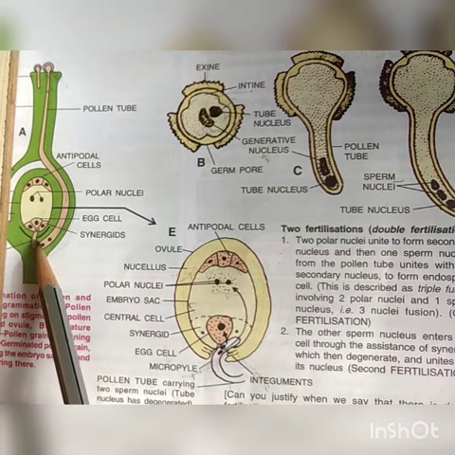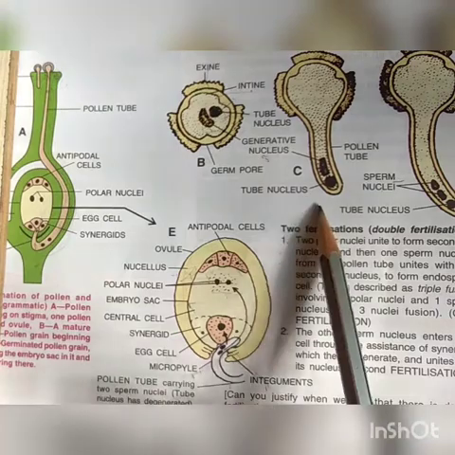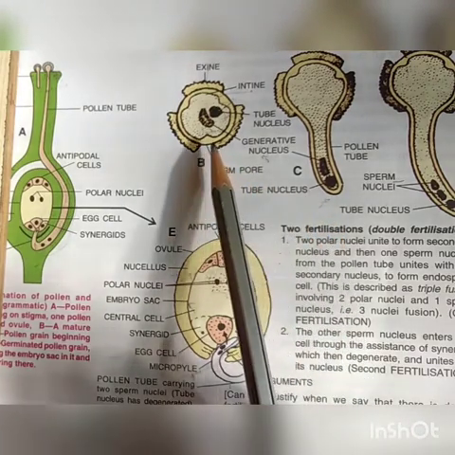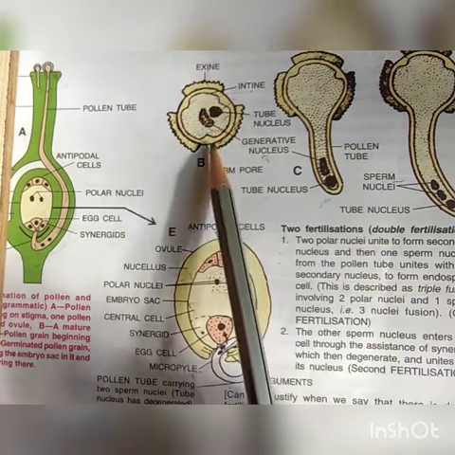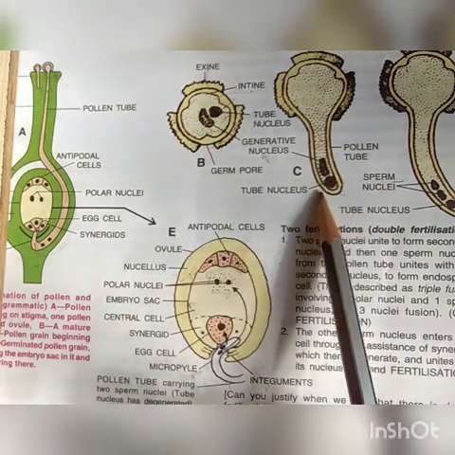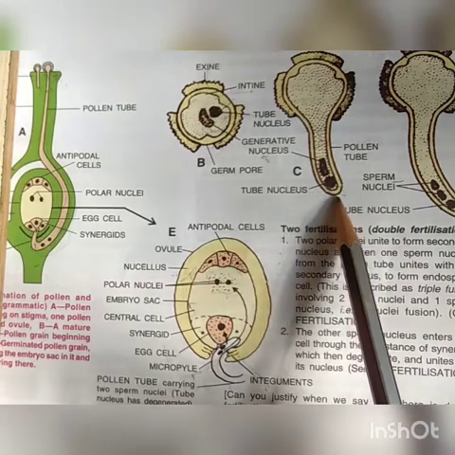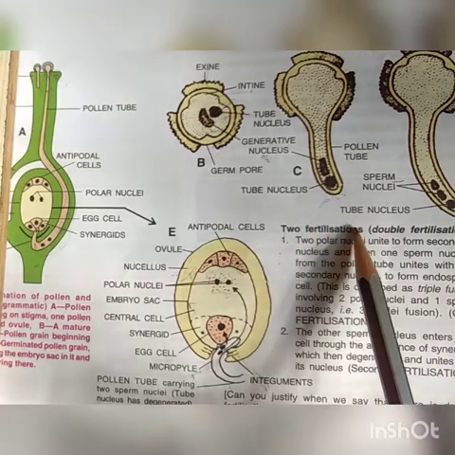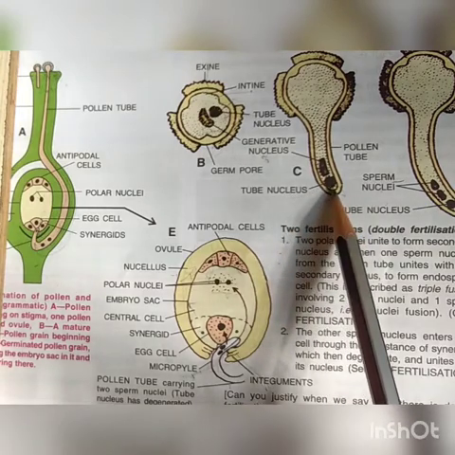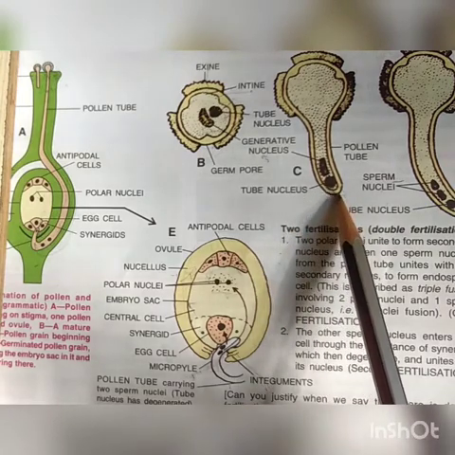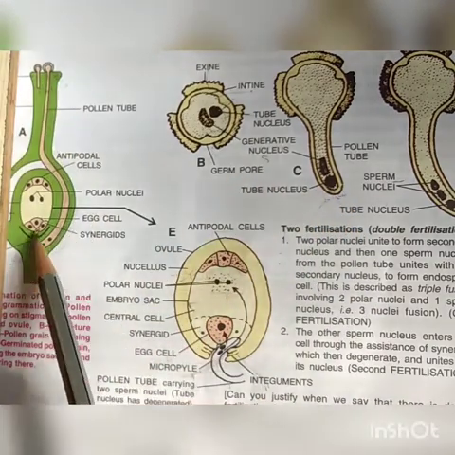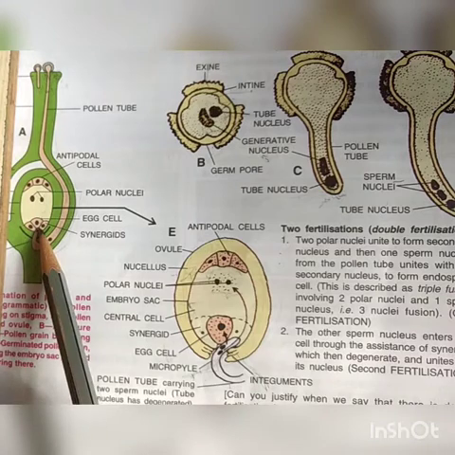This is with the help of a tube nucleus. Look here, the tube nucleus is present in the pollen grain. As soon as it reaches the stigma, the growth takes place like this. With the tube nucleus, it goes on elongating till it reaches the ovule. The tube nucleus helps the pollen grain to elongate its tube. Look here, it elongates and moves through this and enters into the ovule.